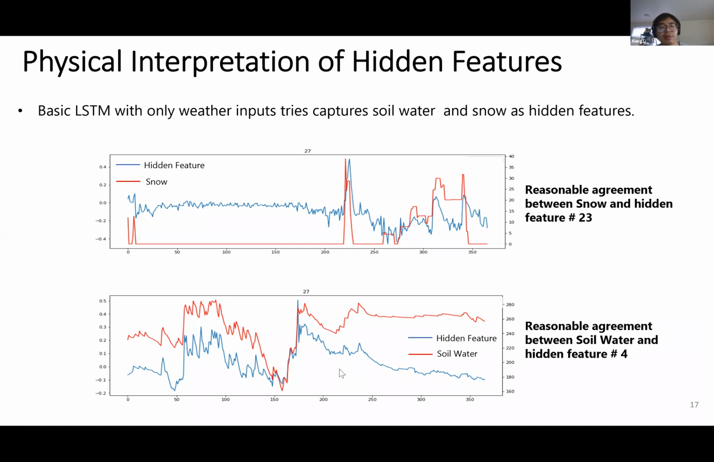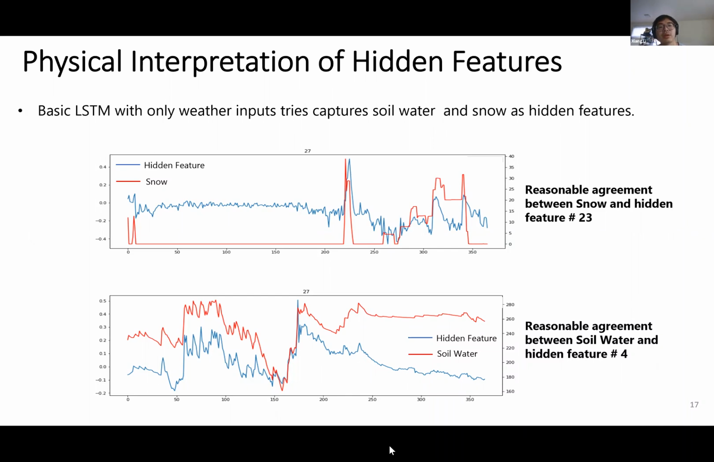And we plotted a few of them. We did implement multiple recurrent neural networks for streamflow prediction. Although we haven't explicitly fed the machine learning model with the physically important hidden features like soil water and evapotranspiration or snow cover, we could still find there is reasonable agreement between certain hidden features and snow and soil water.